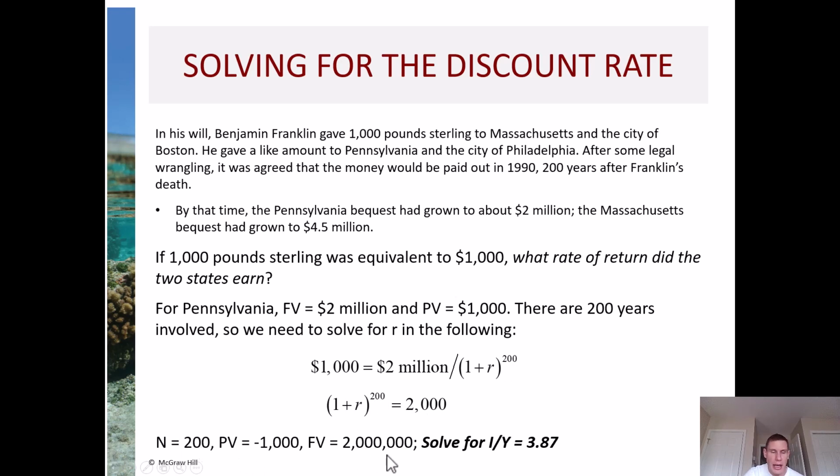Then, if you want to use your calculator, or Excel, N equals 200, the number of years. Present value, put that in as a negative, negative 1,000. And the future value is 2 million. Then we solve for the interest rate, and we get 3.87%.